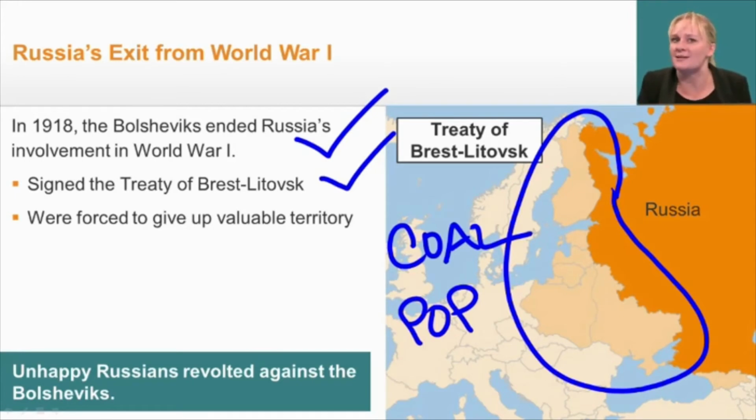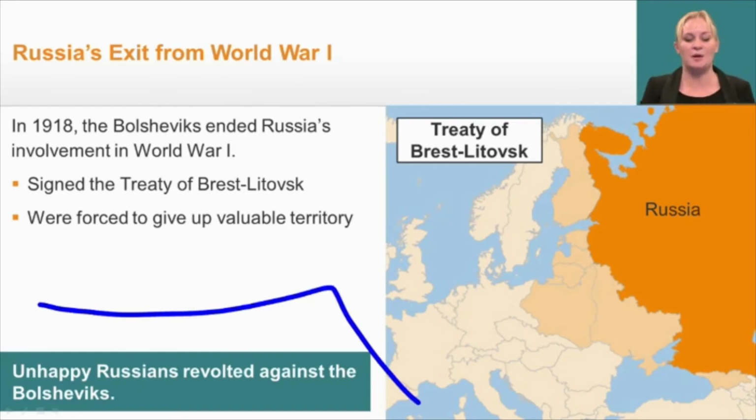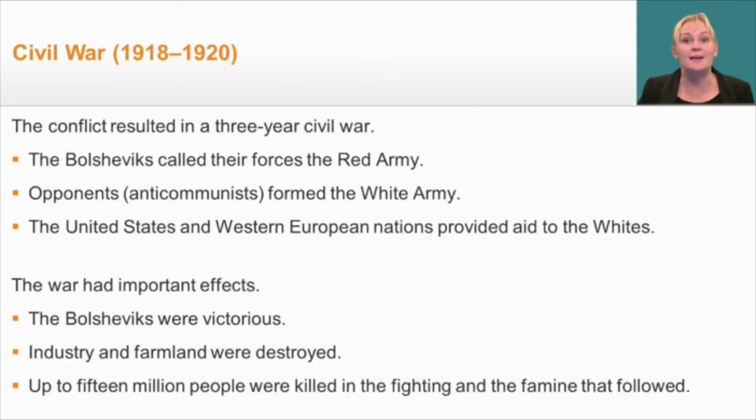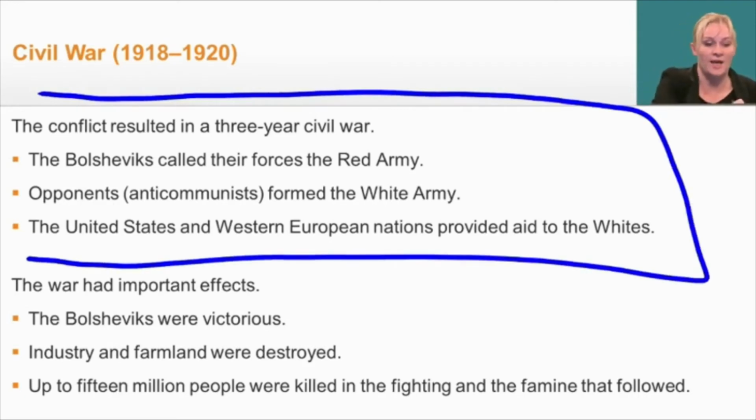What was the effect? Well, the effect was that you had unhappy Russians who were ready to revolt against the Bolsheviks. Now, what did that revolt look like? Well, it actually looked like a civil war. And the conflict resulted in a 3-year civil war. And the Bolsheviks, they created an army, and they called their army the Red Army. And the opponents, or the anti-communists, they formed the White Army.